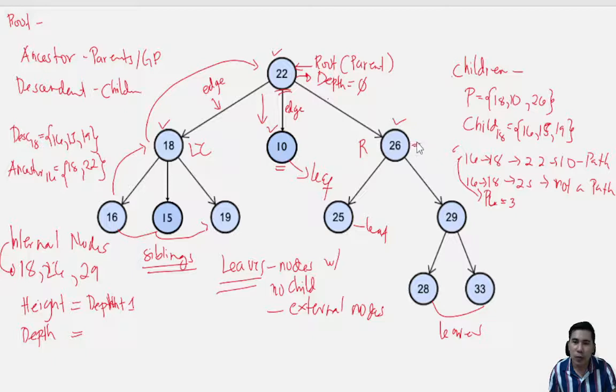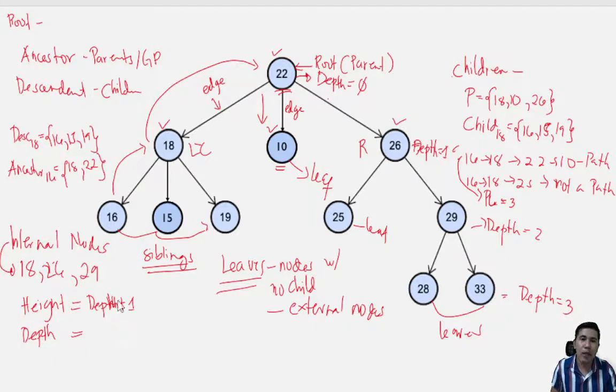So therefore this is depth 1, and this is depth 2, and this is depth 3. So therefore the depth of this tree is 3. Then, since the formula of the height is depth plus 1, therefore the height of this tree is 4. So we also have level.